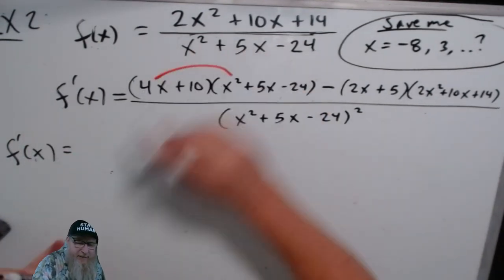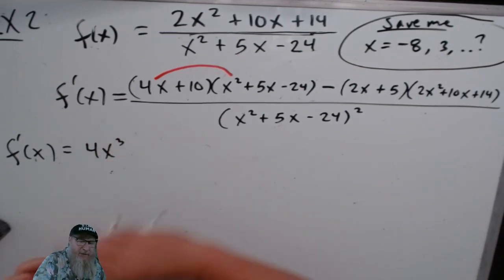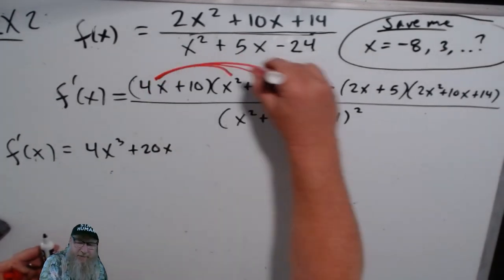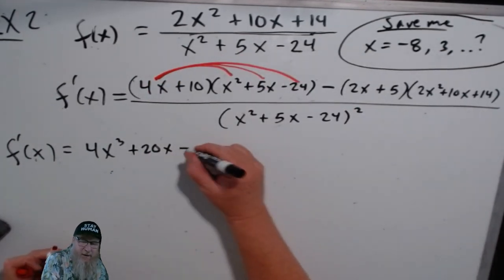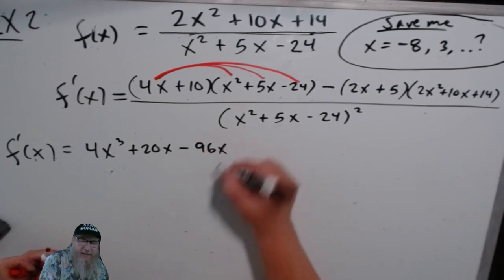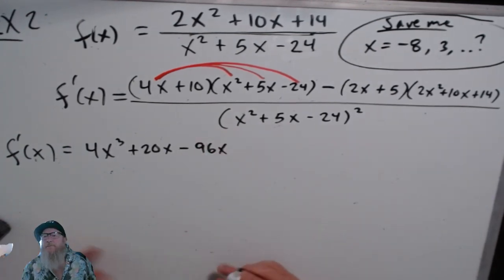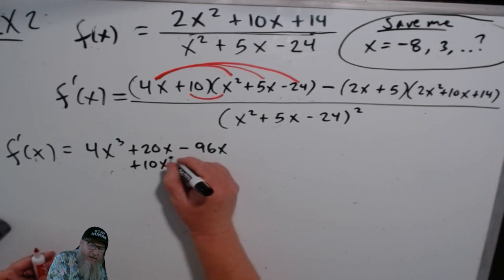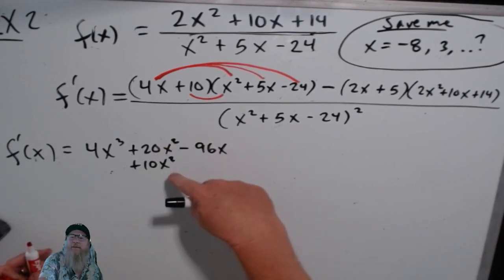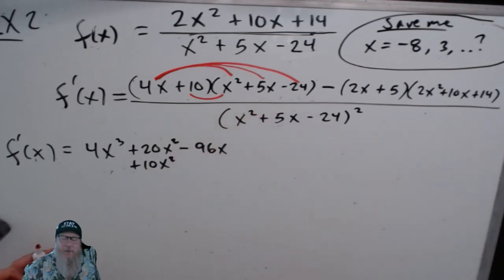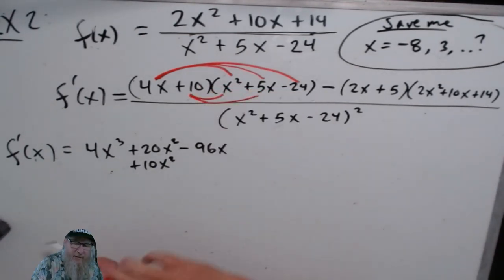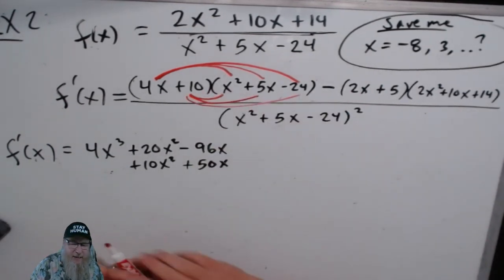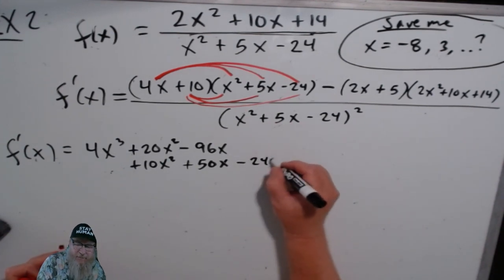So we've got 4x times x squared. That's 4x cubed. 4x times 5x. That's 20x squared. 4x times negative 24. That's negative 96x. We've got 10 times x squared. That's 10x squared. Notice where I write it. I almost forgot my square there. So those are squares, I write them underneath. 10 times 5 is 50x. And 10 times negative 24 is negative 240.